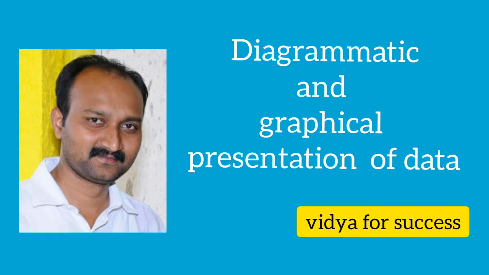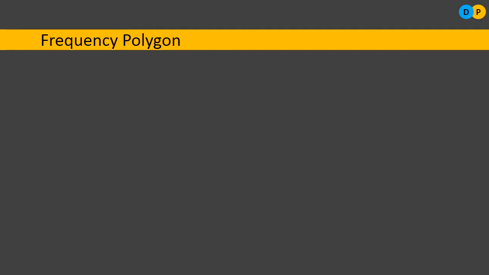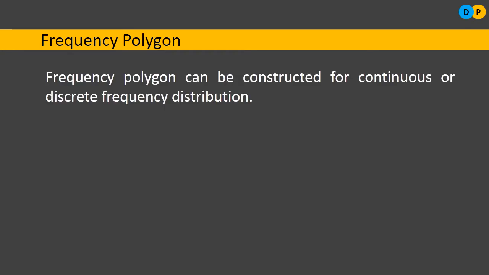Dear students, in this video let us study the concept of frequency polygon. So what is a frequency polygon? It is one of the important types of graph. So how are you going to represent this graph, or for which type of frequency distribution can we consider this? The frequency polygon can be considered for both continuous as well as discrete frequency distribution. Even if the distribution is discrete or continuous, for both types we can plot a frequency polygon.